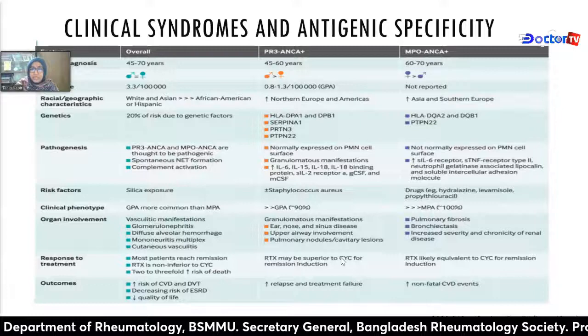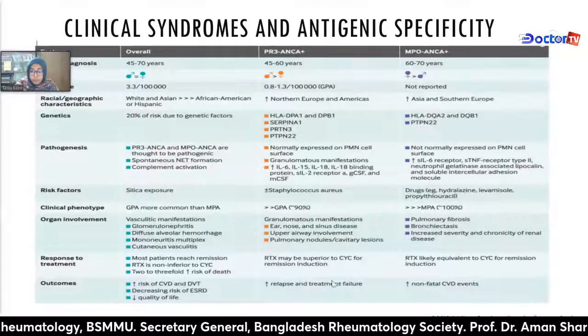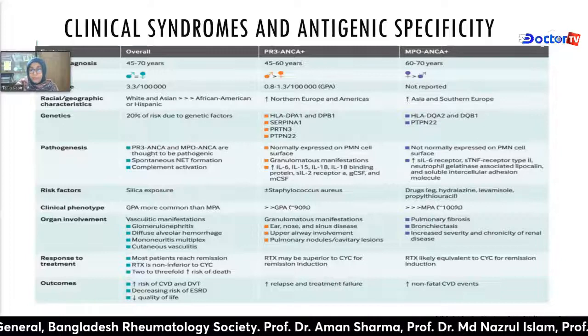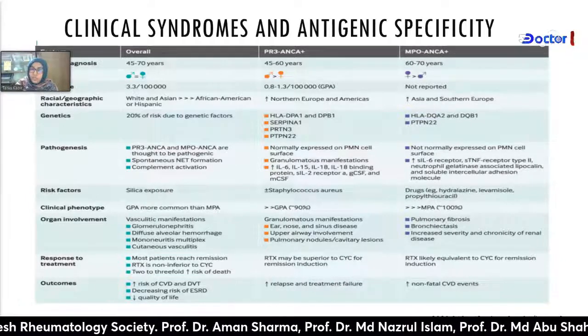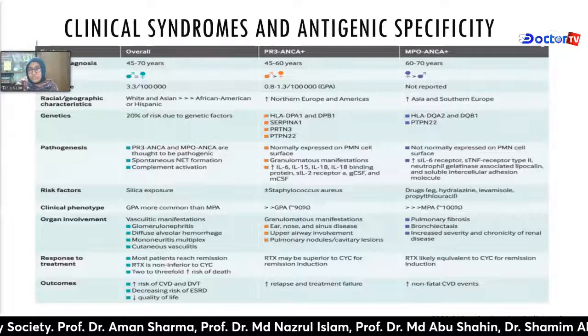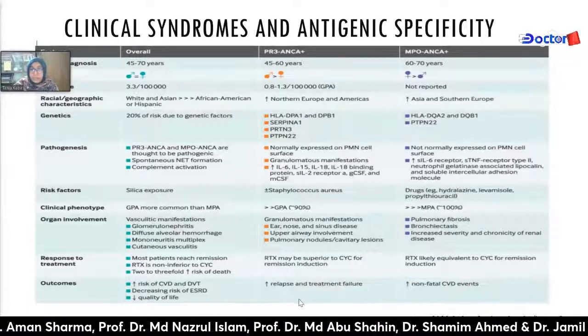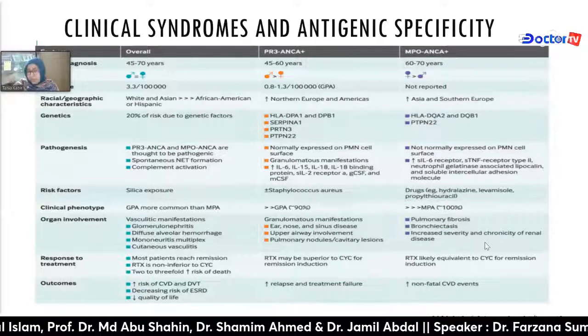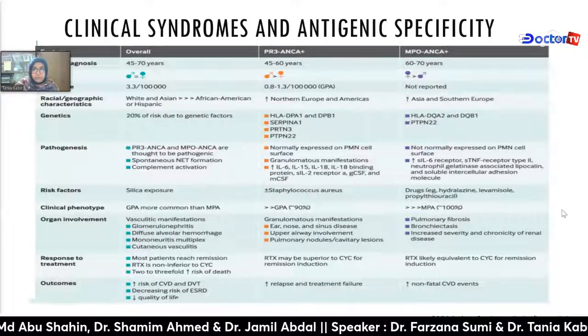Rituximab may be superior to cyclophosphamide for remission induction in PR3 ANCA, and rituximab is likely equivalent to cyclophosphamide for remission induction in MPO ANCA. Relapse is more common in PR3 ANCA, and non-fatal CVD events are more commonly found in MPO ANCA.